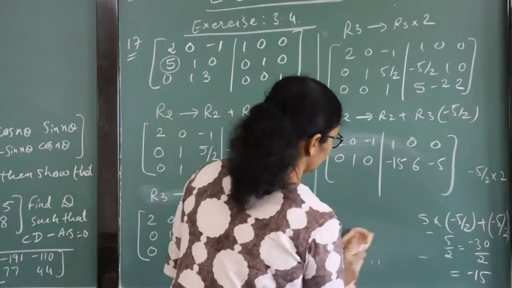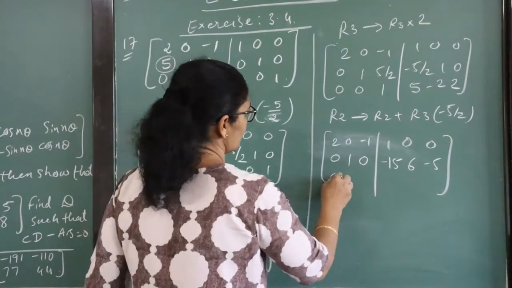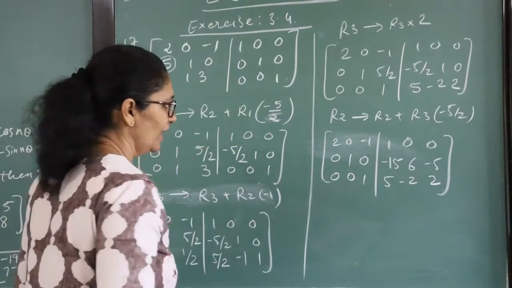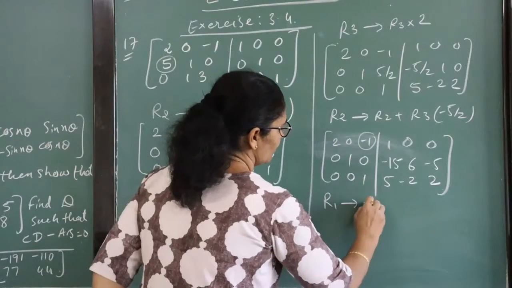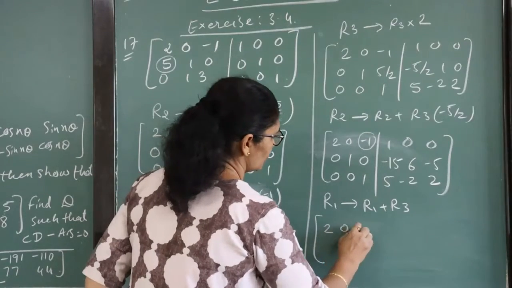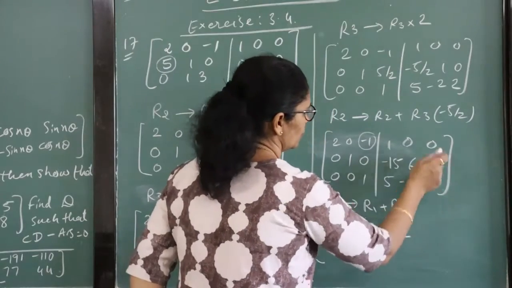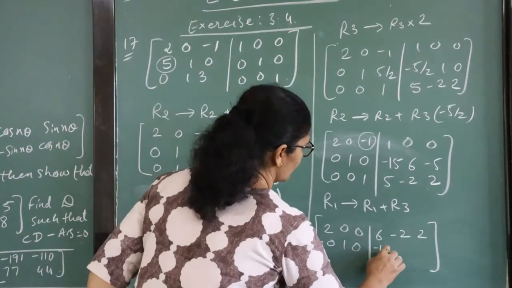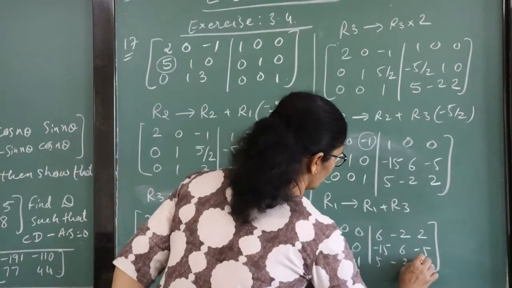Now let's see. The last row as it is because we have already arranged it. So this is your second row. Now only one change, we don't want this minus 1. So very simple, we will add R3 in R1. So 2 0 0, add here 6, 0 plus minus 2, 0 plus 2, 0 1 0 as it is, minus 15, 6 minus 5, 0 0 1, 5 minus 2 2.